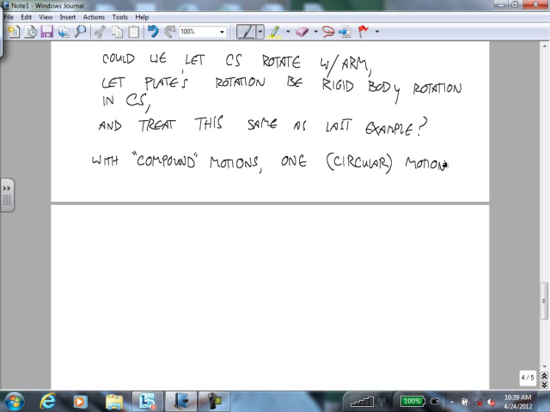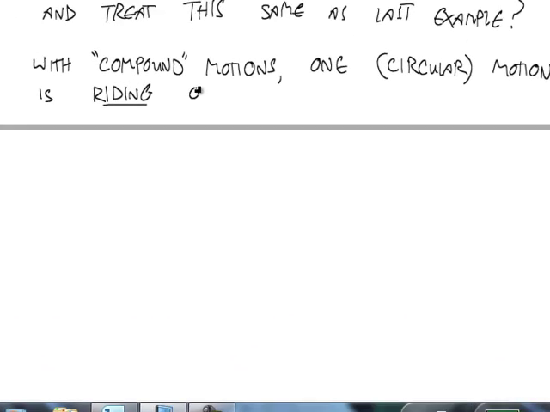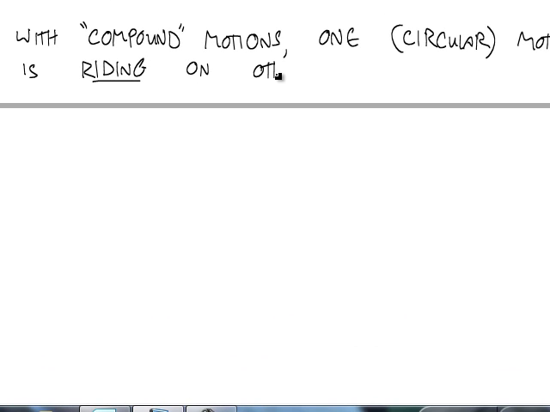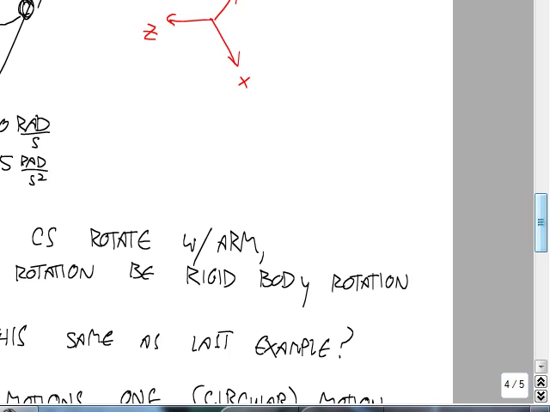Okay, so let's think about what's going on here. In this first example that we just did, if we have the coordinate system moving in a circle with the plate, right? That coordinate system is traveling in a true circular motion, right? And then relative to that coordinate system, there's a true circular motion happening due to the ball and the arm, okay?